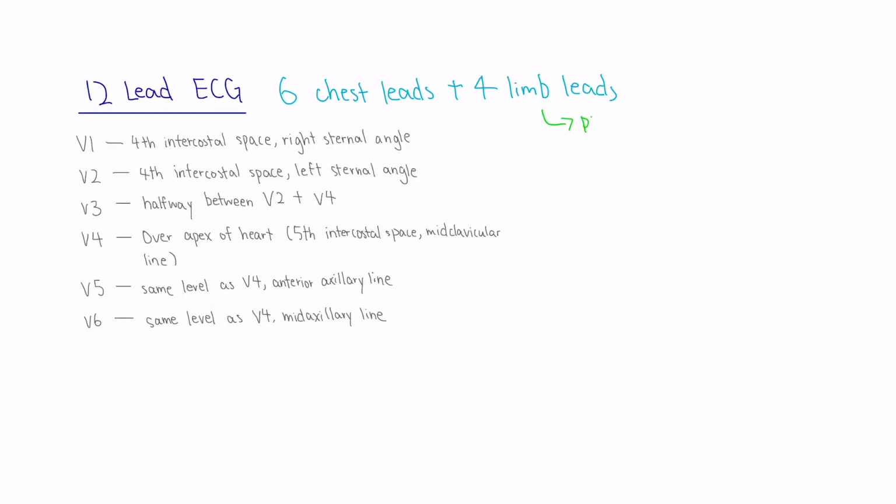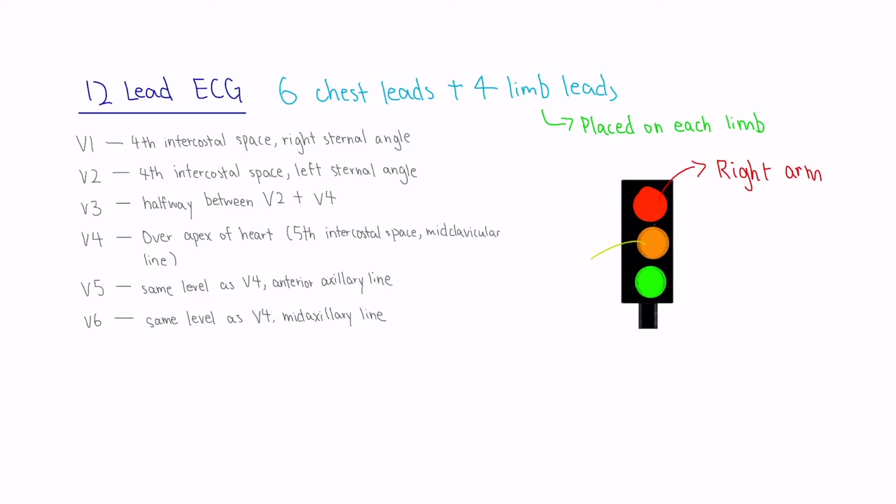The limb leads, as the name suggests, are placed on each limb. The red goes to the right arm, yellow to the left arm, green to the left leg, and black to the right leg, though this one is just a dummy to provide a control.